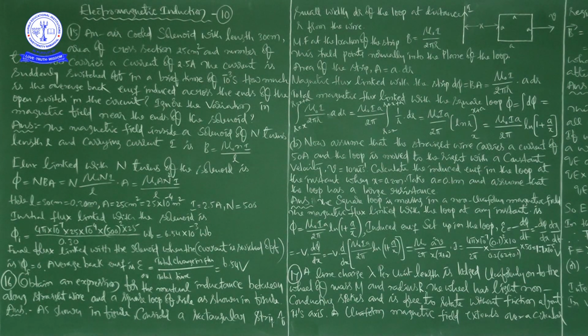So, from this, this is the figure: it is a wire and it is the square. It is the mutual inductance between these two that we have to calculate. Here it is the straight wire and it is the square loop of side a, as shown in the figure. So, we have to obtain the expression for the mutual inductance.